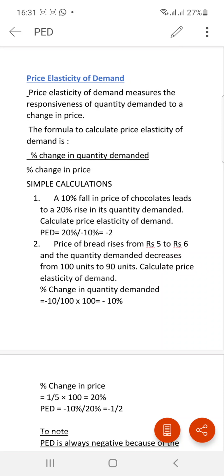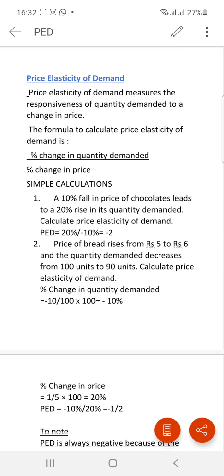In the second example, the price of bread rises from 5 rupees to 6 rupees. We have to calculate the percentage change in price. So 6 minus 5 gives 1, divided by the original price, which is 5. So 1 divided by 5 multiplied by 100 gives us 20%.